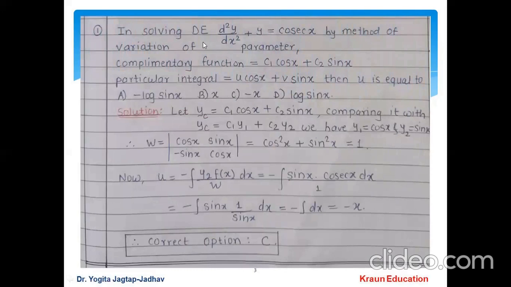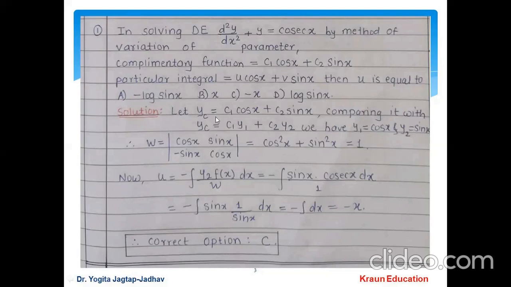Here, in solving the differential equation d square y by dx square plus y equal to cosec x, by the method of variation of parameter, the complementary function is given to you, that is equal to c1 cos x plus c2 sin x, and the particular integral is equal to u cos x plus v sin x. Here we want to find the value of u only. These options are provided.